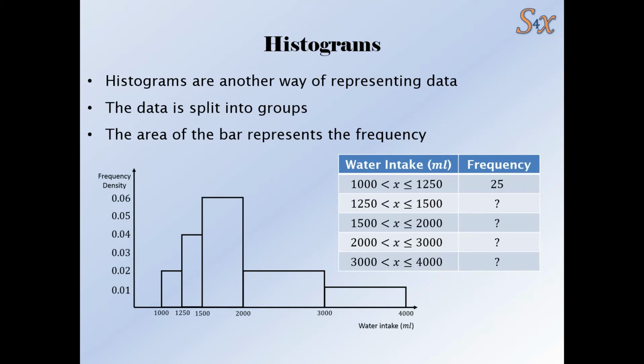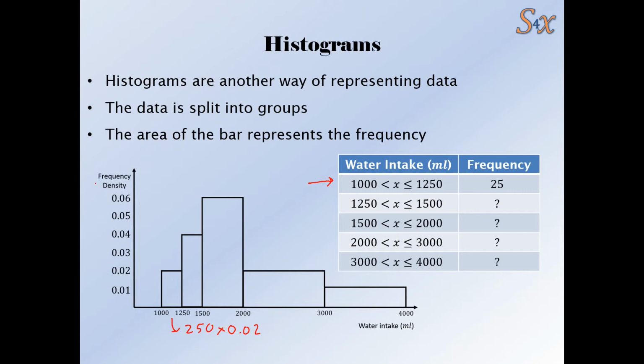So this one is on water intake. It's a piece of data about how much water people drink per day. Now I've only given you one filled in row in the table. Okay, this first one. I said the people who drink between 1 and 1.25 litres a day of water, there's 25 people. If I have a look at the first bar here, the width of that bar is 250. The height is 0.02 on the frequency density column.